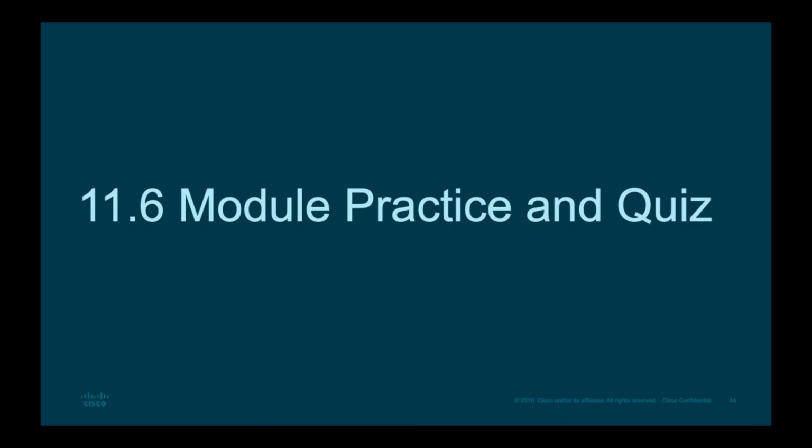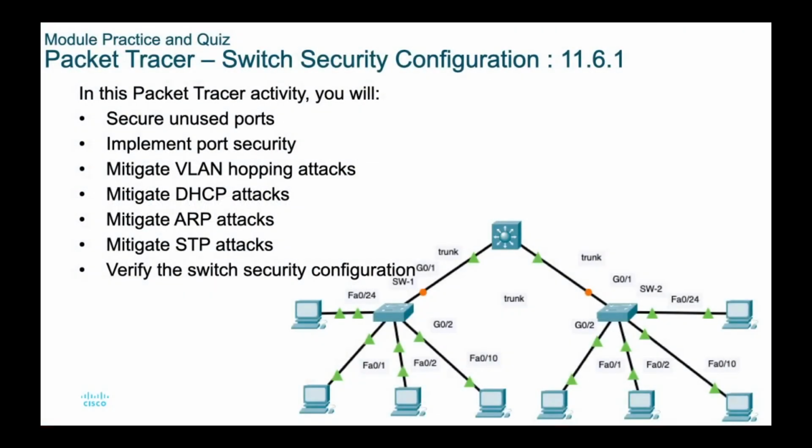So we have an experiment regarding all those mitigations that we would like to do. This experiment can only be done through Packet Tracer. It cannot be done on real devices, because it requires so many devices. So we are going to use Packet Tracer to secure unused ports, mitigate VLAN hopping attack, mitigate DHCP attack, mitigate ARP attack, and mitigate spanning tree protocol attack. So you must follow all of them in here.